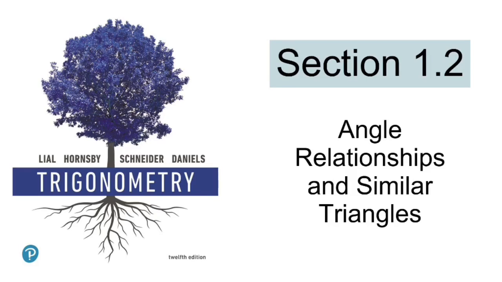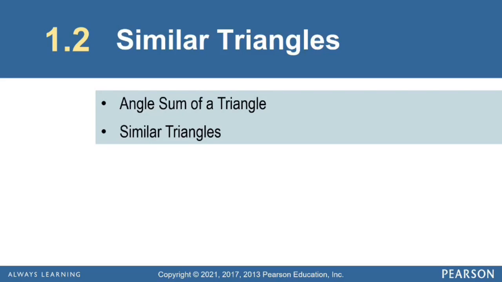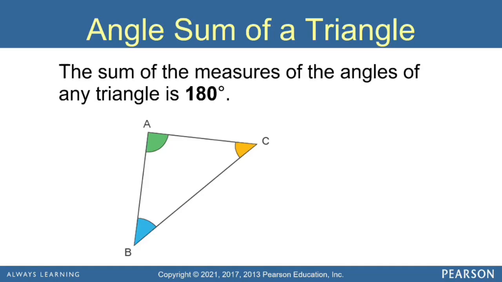Today we are in section 1.2 and we're going to be talking about similar triangles. In this section we'll look at the angle sum of a triangle, and we'll also, like I said, talk about similar triangles, and we'll get a few examples in. So first let's talk about the angle sum of a triangle.